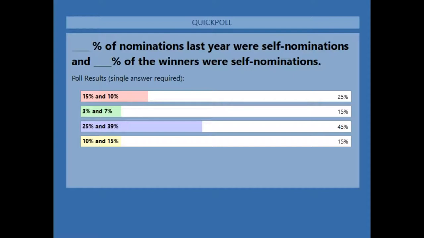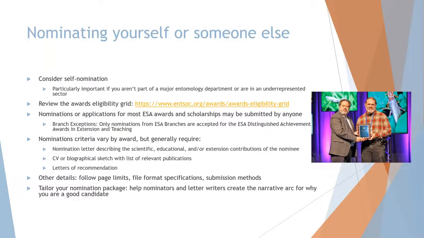So this could be a little bit of that imposter syndrome, where people aren't nominating themselves as much as people think they are. But something you'll note from those numbers is that they're about the same percentages, so you can tell that there's not a disadvantage to self-nominations. And this holds true for even the most prestigious awards in the society.